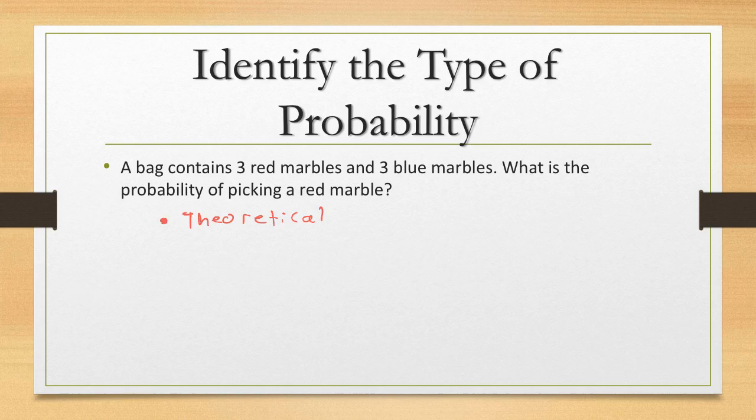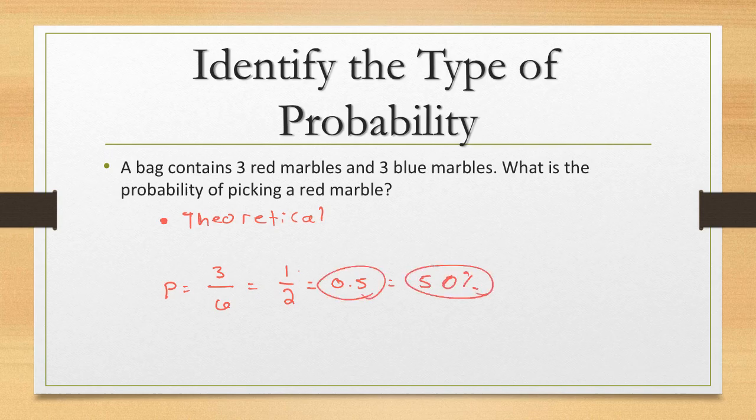Okay. So now our probability, okay, if I were to reach in the bag, there are 3 red marbles that I could pick, and there are 6 total marbles. So my probability is 1/2. I could also write that as 0.5, or I could also write that as 50%. So all of these answers actually mean the same thing. And you could see it written any of these ways.